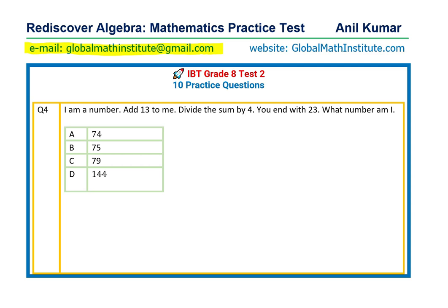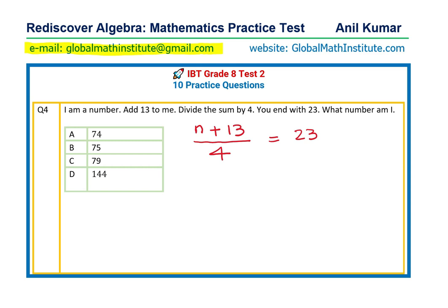Now, question number 4 is I am a number. So let the number be n. Add 13 to me. So let's say number is n, add 13 to me. So as we read, we can write an expression. I am a number n, add 13 to me. We just added. Divide the sum, this is called the sum, by 4. So divide the sum by 4. Makes sense, right? You end up with 23. So what you get is 23. What number am I?